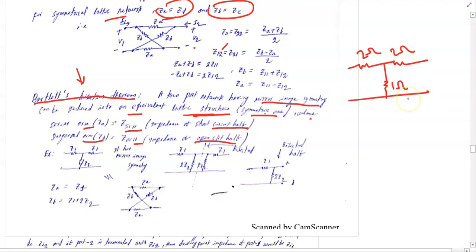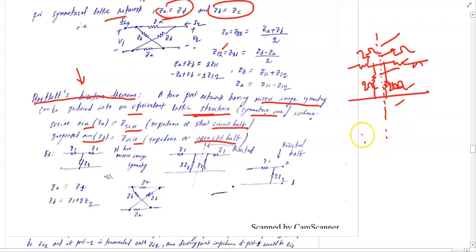This is a mirror image symmetry, hidden mirror image symmetry, because I can write like this: 2 ohm and 2 ohm, and this is the mirror image symmetry. When I put a mirror here, whatever I see in the image of that mirror, I will see the same network. Here also 2 ohm, 2 ohm. So that is called the mirror image symmetry.